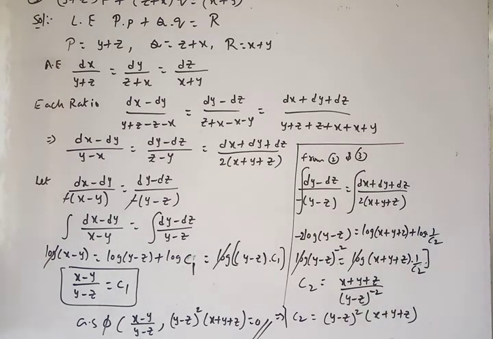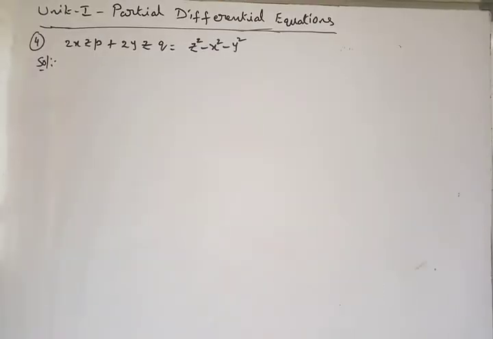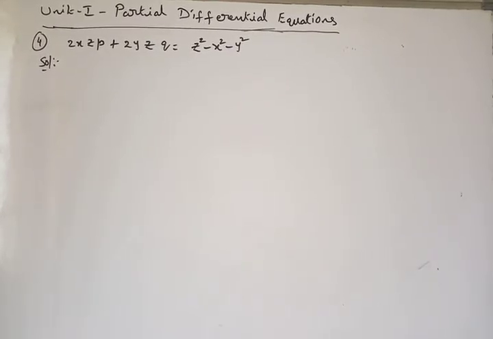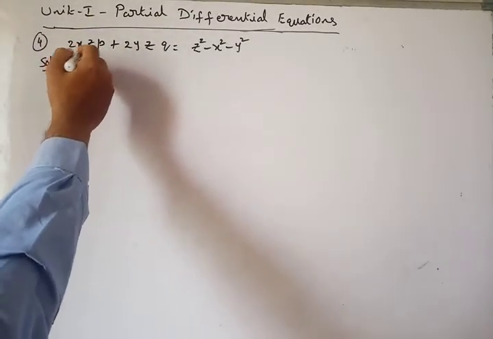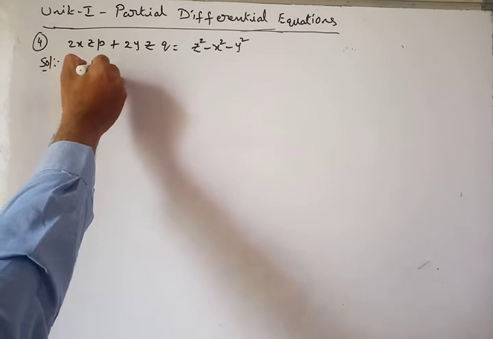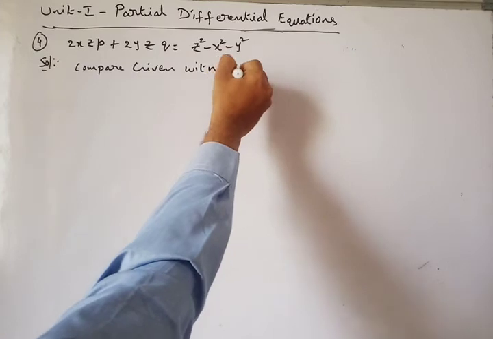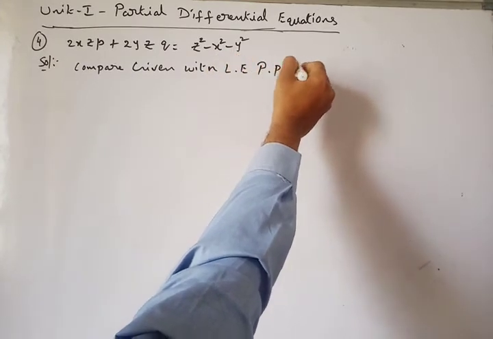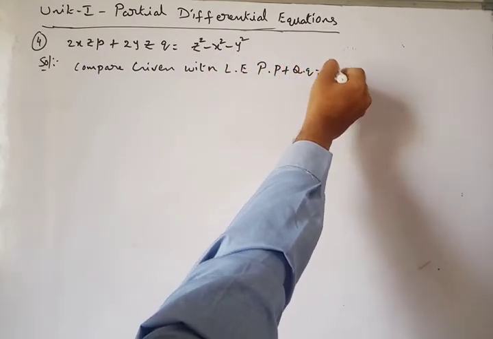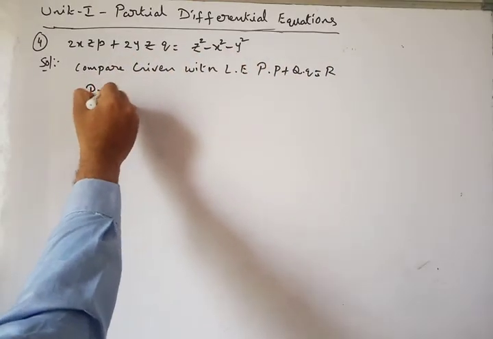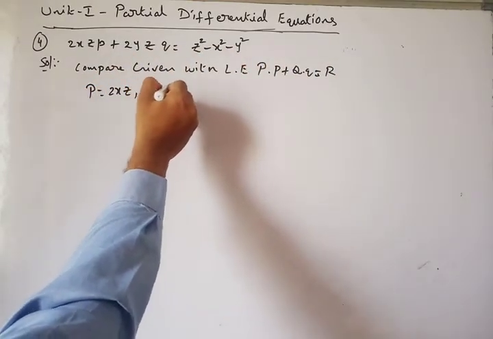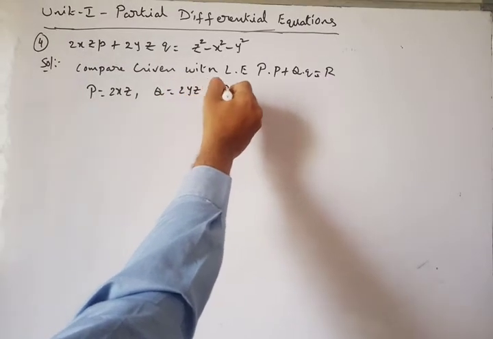Okay, so we'll solve one more problem. See the next problem. Solve 2xz p plus 2yz q is equal to z square minus x square minus y square. How to solve this one? First of all, what we have to do here: compare the given equation with Lagrange's equation, capital P into small p plus capital Q into small q is equal to capital R. So what is capital P here? 2xz. What is capital Q here? 2yz. What is capital R here?